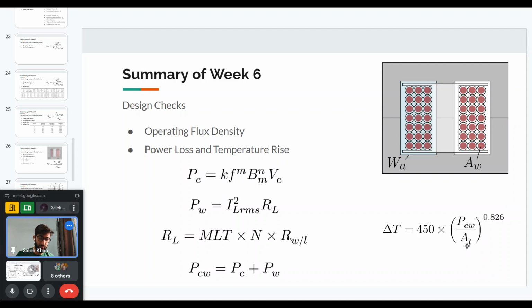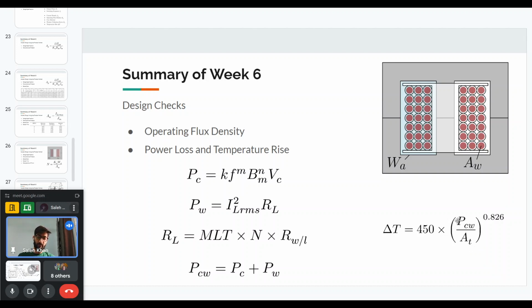And you can understand that if the surface area increases, then you have more surface for the heat to dissipate. That means your temperature rise will be less. So that is why this AT is in the denominator of this term. And if your surface area decreases, that means for the same loss, it is happening inside a smaller surface area, so it has less area to dissipate, then your temperature rise will increase.